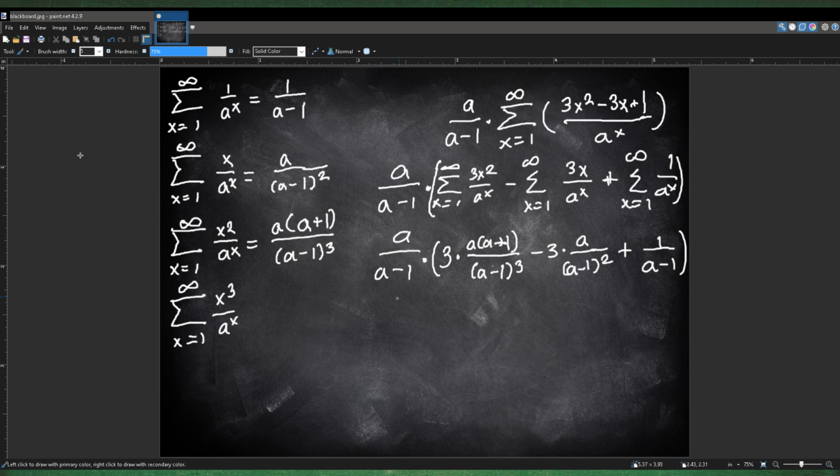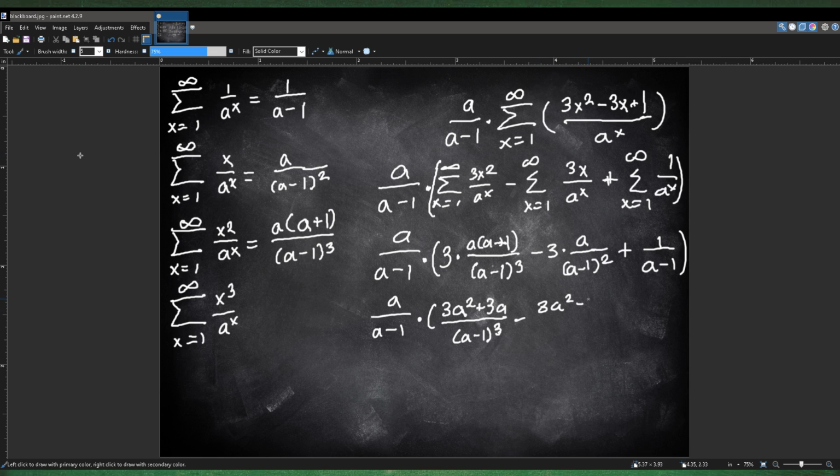Okay, so let's simplify this. A over a minus 1 times 3a times a plus 1, which is 3a squared plus 3a, right? I'm just skipping some steps so we don't have to spend more time on this because we just need to get the formula. And then we need to multiply a minus 1 on the top, so we get a minus 1 cubed on the bottom, right? So it's just 3a times a minus 1. And that should factor out to 3a squared minus 3a.